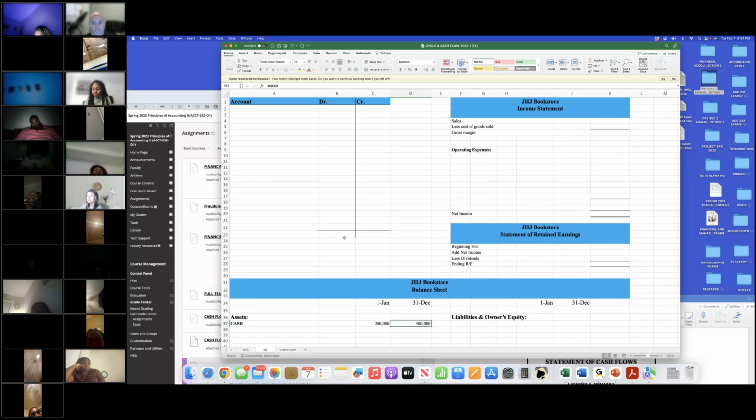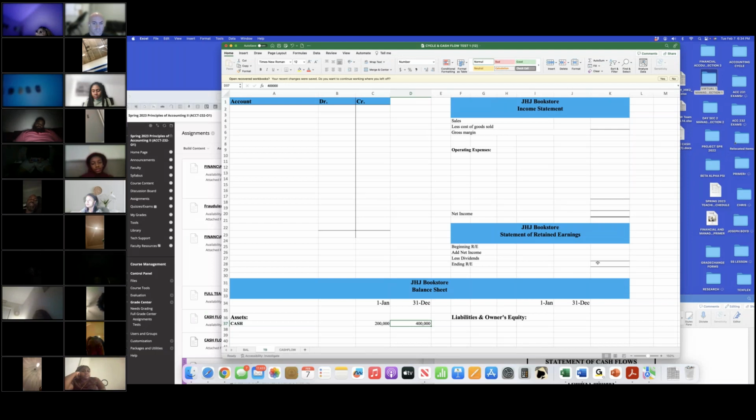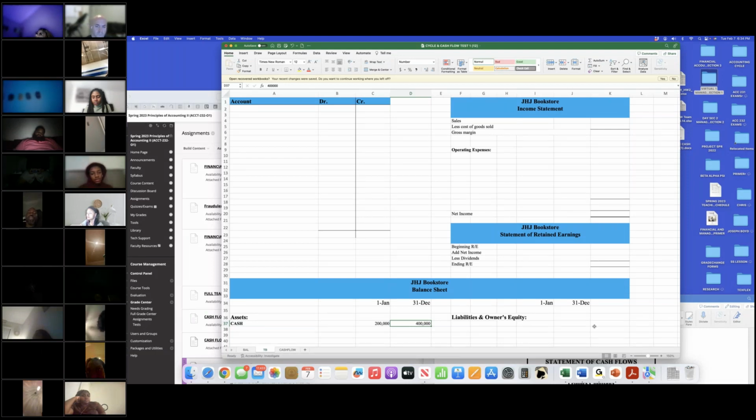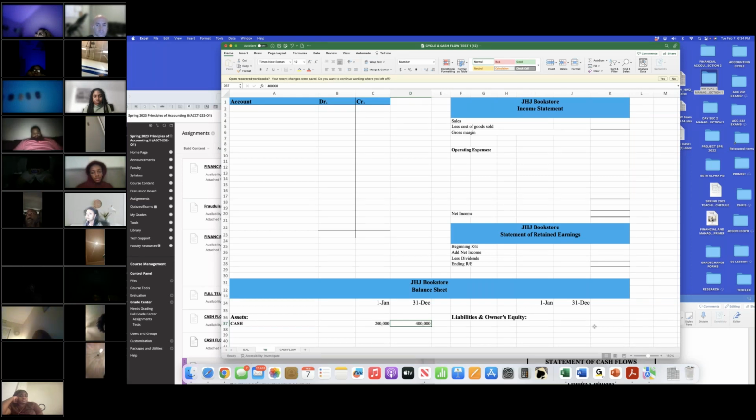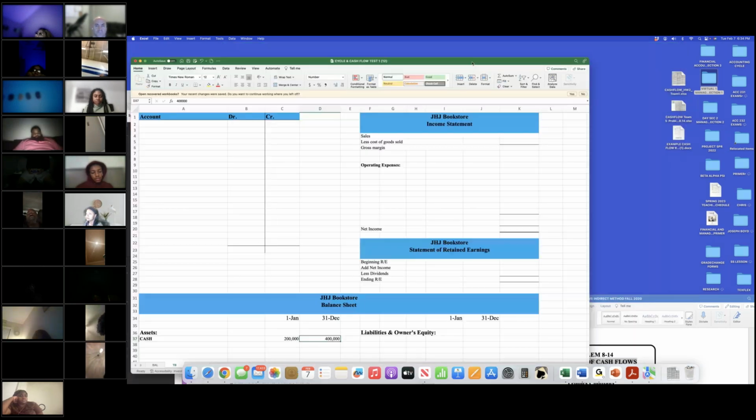Then you go over here and create an income statement and a statement of retained earnings, so you have your dividends done. And then you have to do the end of the year balance sheet. Now, the balance sheets do need to balance. Is that kind of understandable? Yes. Your balance sheet must balance.